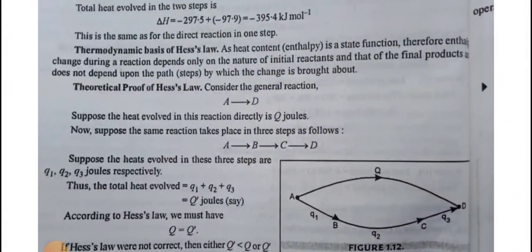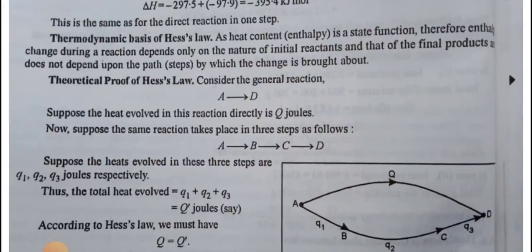Thermodynamic basis of Hess's law. As heat content is a state function, the enthalpy change during the reaction depends only on the nature of the initial reactants and that of the final products, and does not depend upon the path by which the change is brought about. Theoretical proof of Hess's law.